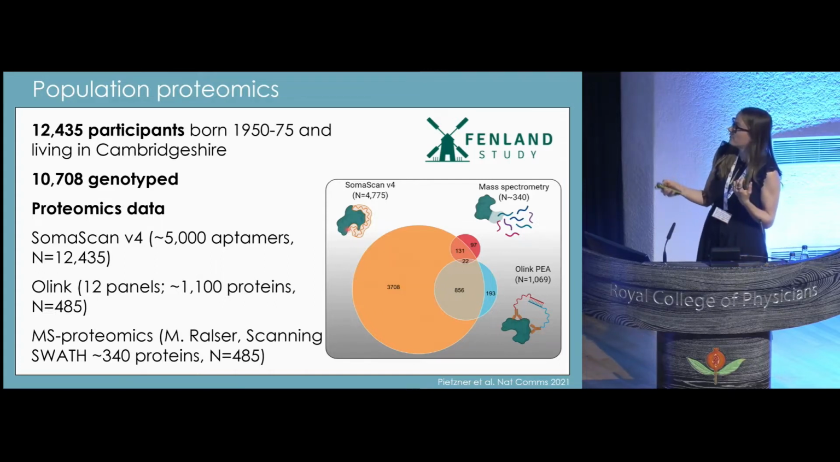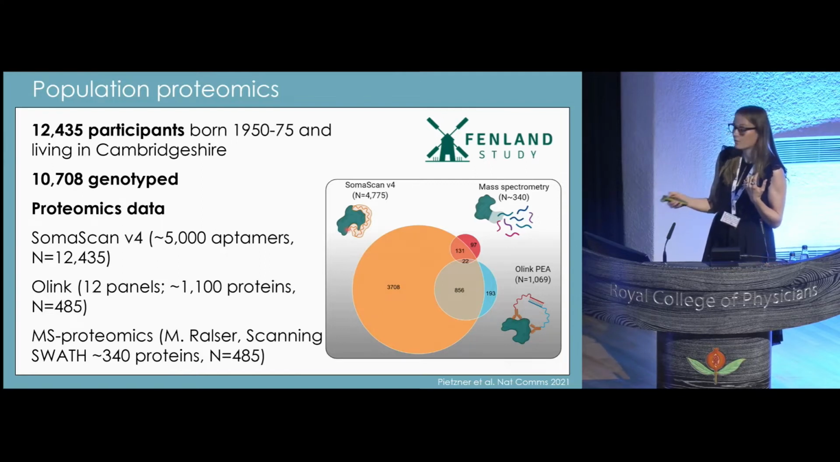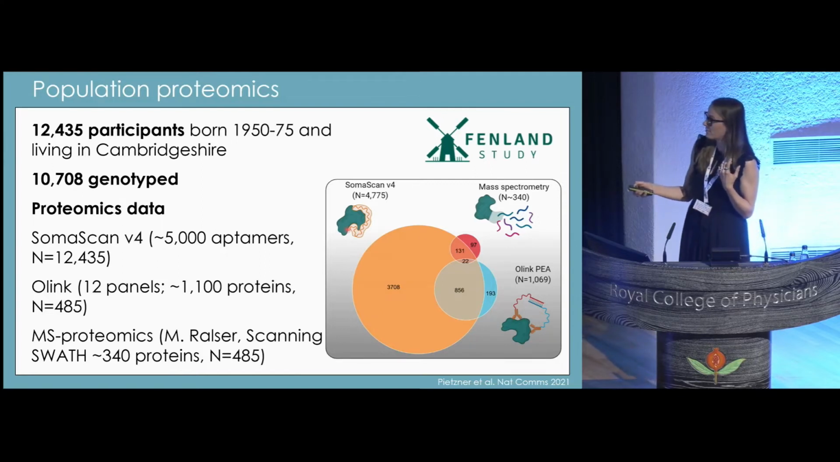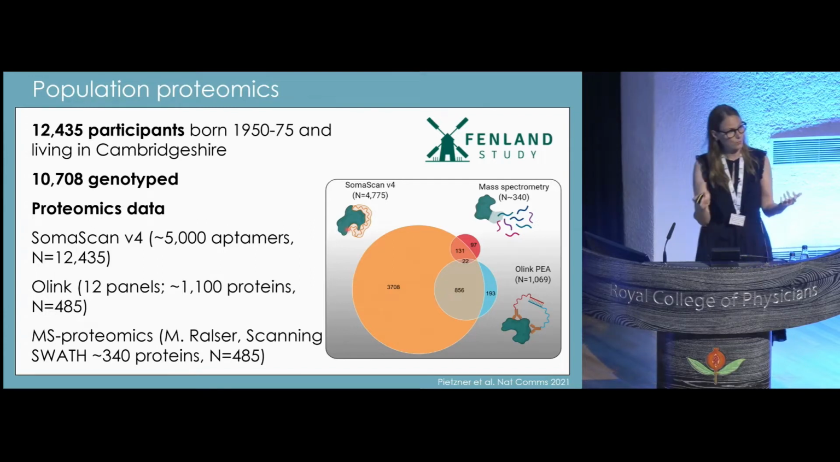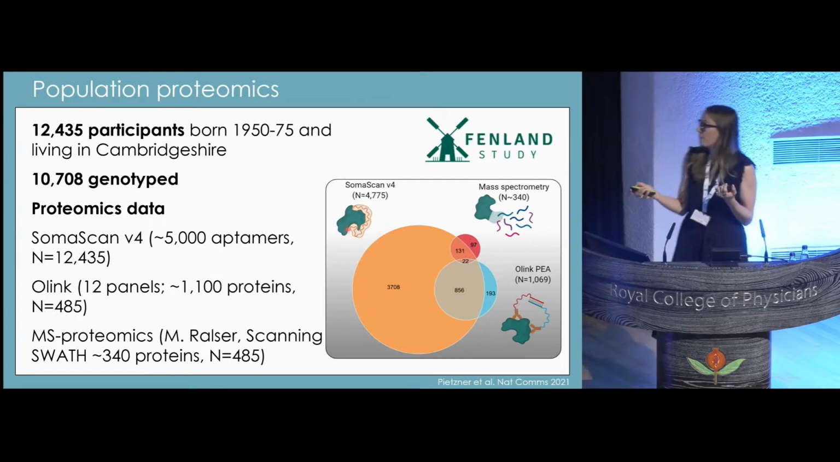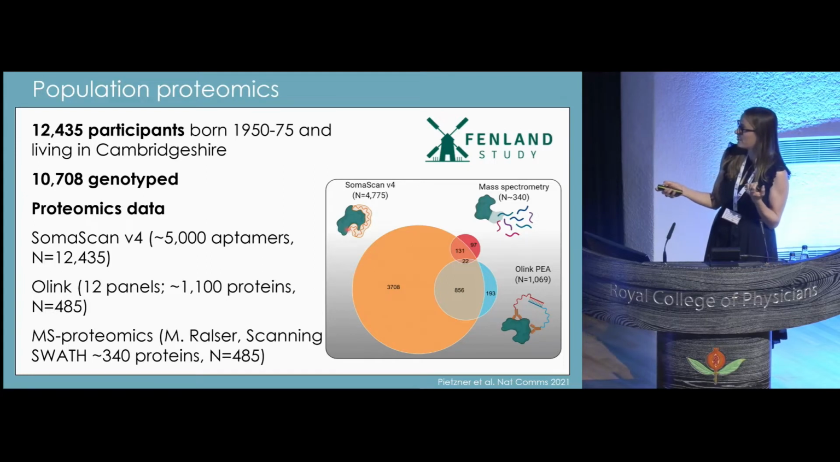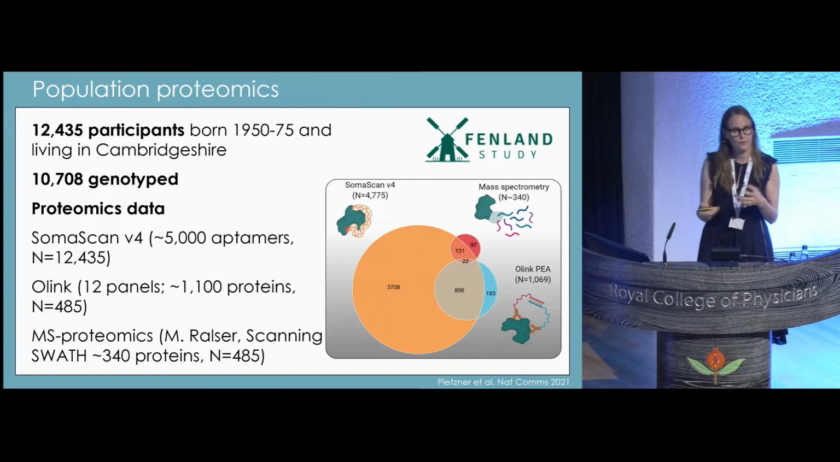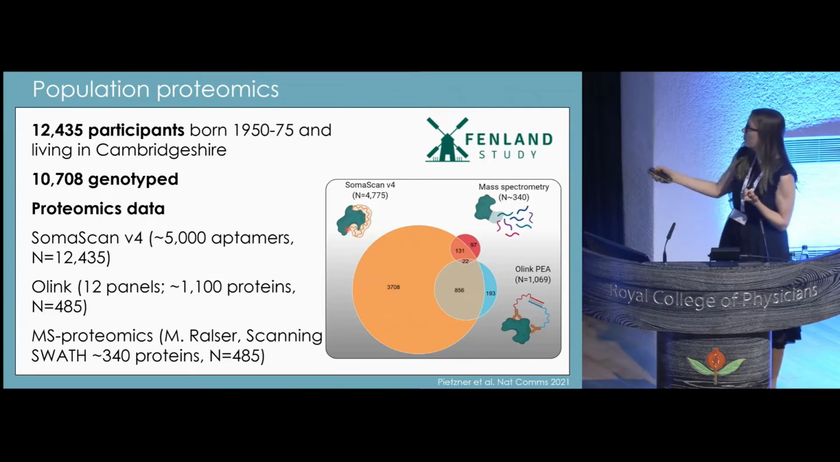So, in these over 10,000 people, we had genotypes. We did 5,000 aptamers using this technology, now a newer version has 7,000, but this is what we had at the time. And we also used Olink. This was the panel-based approach, which is different to what is explored in UK Biobank. So it's 12 panels of 1,100 proteins. We also did these two on small subsets of 500 individuals, because we wanted to compare.